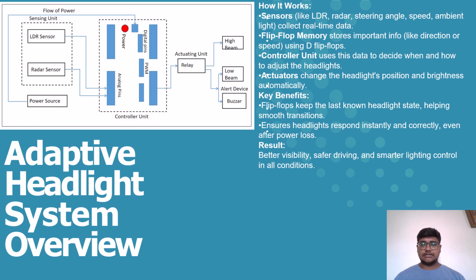The adaptive headlight system works on sensors and flip-flop memory. LDR, radar, steering angle, aim, speed, and ambient light sensors collect real-time data from the surroundings, and flip-flop memory stores the important information using the flip-flops. The controller unit uses this data to decide when and how to adjust the headlights. Actuators change the headlight position and brightness automatically, and the benefit is that the flip-flop keeps the last known headlight state, helping the smooth transition. This ensures the headlights respond instantly, correctly, and even after power loss.